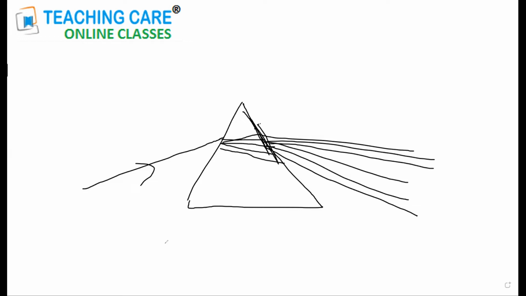Progressive waves can be either longitudinal or transverse. Here the sound wave is the example of a longitudinal wave. Now keep the heading longitudinal wave. Now we'll understand how it is a longitudinal wave.